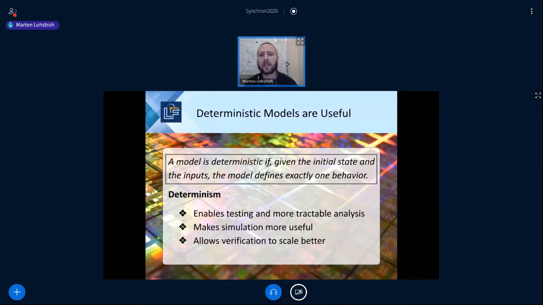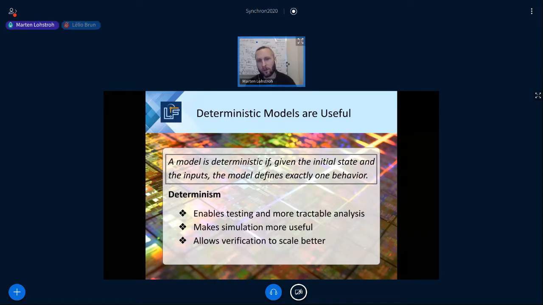Well, it's hard to overstate the success of deterministic models. Examples are synchronous digital logic, instruction set architectures, and sequential software, just to name a few. The reason for the success of deterministic models is that they're easier to test, their correctness and safety is easier to verify, and the simulation of those kinds of systems is more practical.